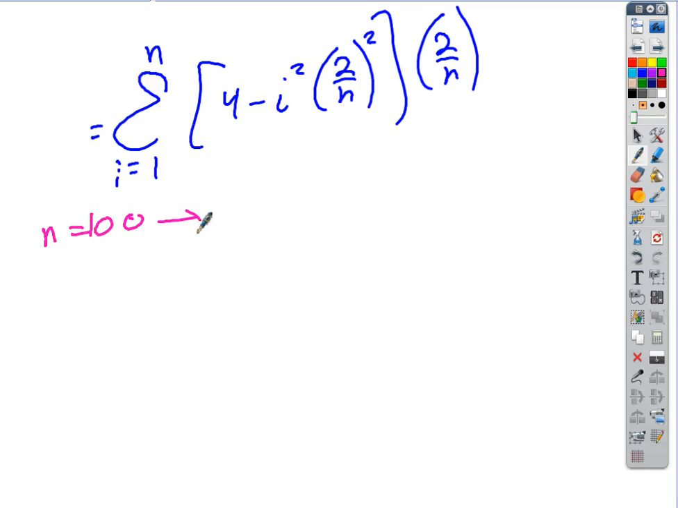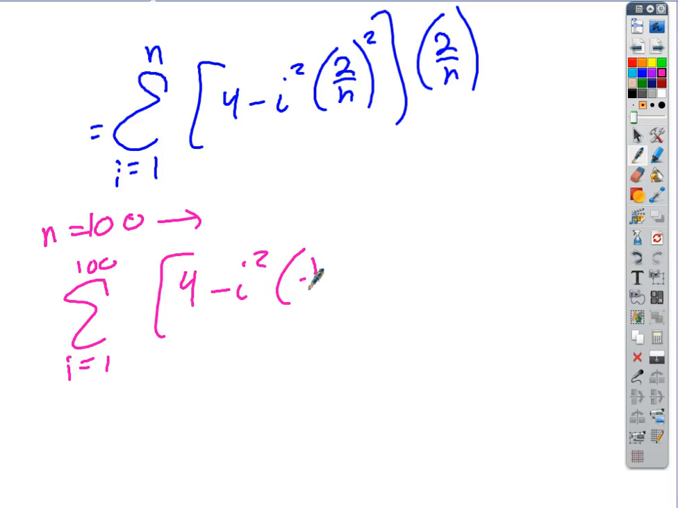So if n is 100, we can plug that in everywhere, right? And this becomes the sum from 1 to 100 of 4 minus i squared. What's 2 over n then? If n is 100, so 1 over 50, yeah, times 1 over 50 squared, right? That's what it is.